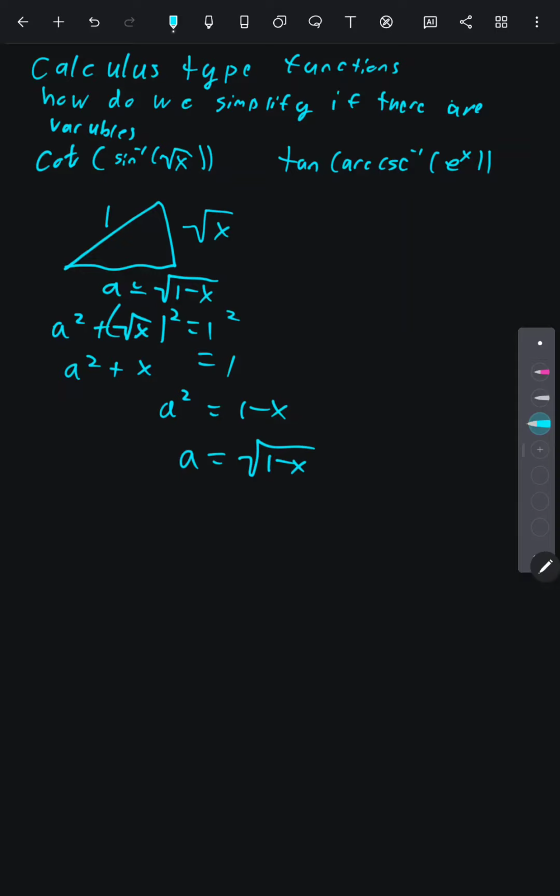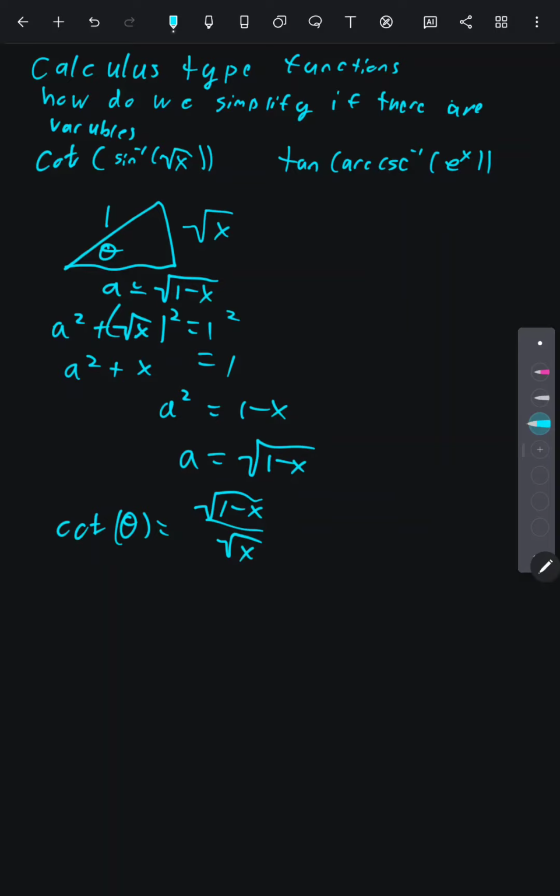So we can now take the cotangent of this angle theta, which is what we just did. And we would get cotangent of theta is going to be equal to our adjacent over our opposite. So that's going to be the square root of 1 minus x all over the square root of x.